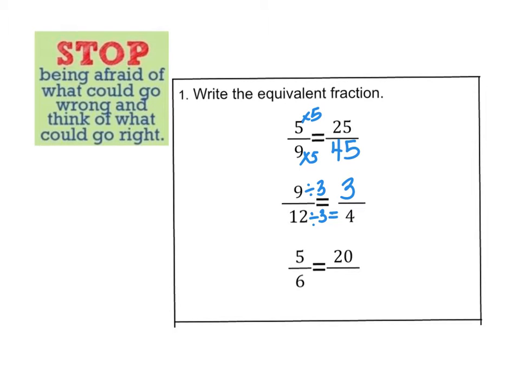5/6 is equal to 20 blank. So again, I'm going to think in multiplication this time because my number got bigger. 5 times 4 equals 20. 6 times 4 equals 24. So 5/6 is equivalent to 20/24.